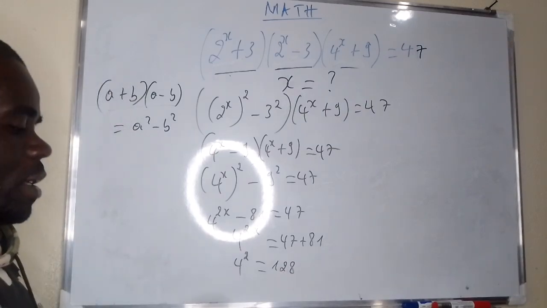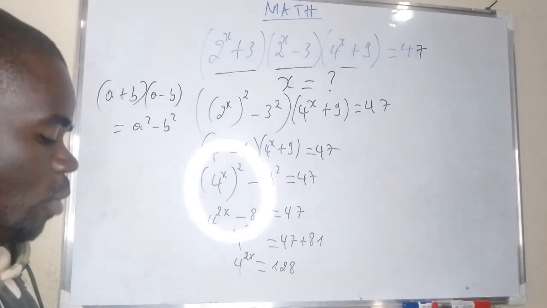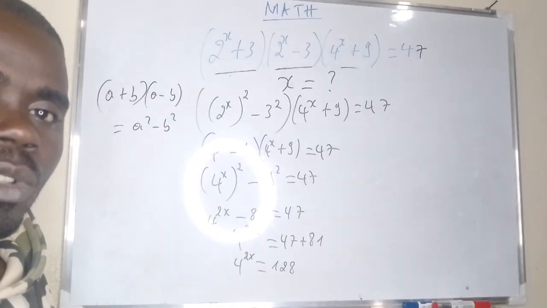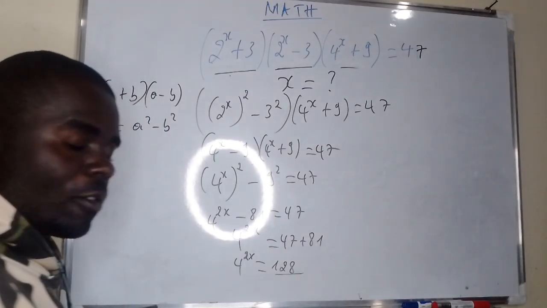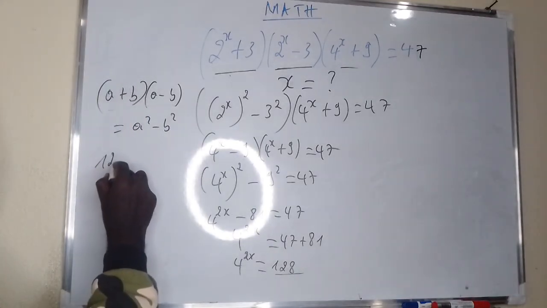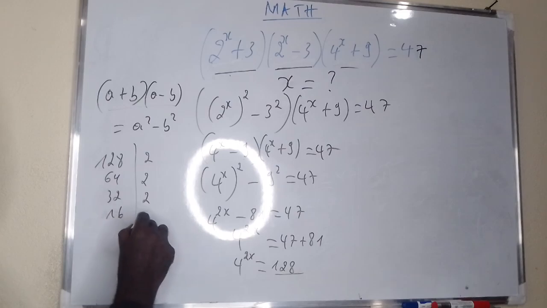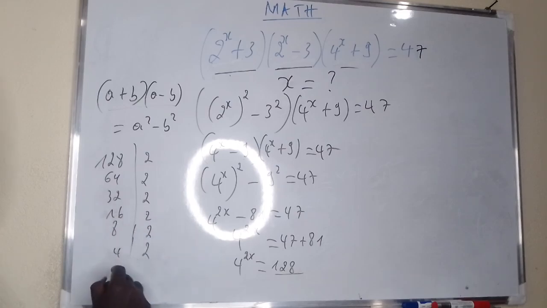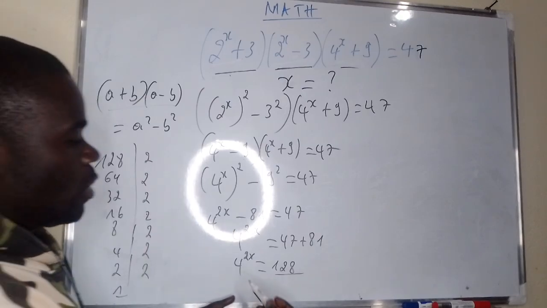Then, when you look at this, we see that we have expressions with different bases. So we need to have a common base. Common base means that we can factorize this, finding the common factors. 128: we have 2 × 64, 2 × 32, 2 × 16, 2 × 8, 2 × 4, 2 × 2, 2 × 1. So what do we get? 1, 2, 3, 4, 5, 6, 7. So we get 2^7.